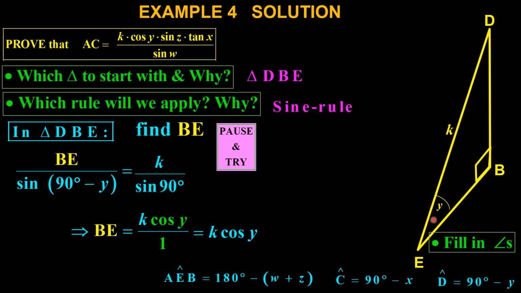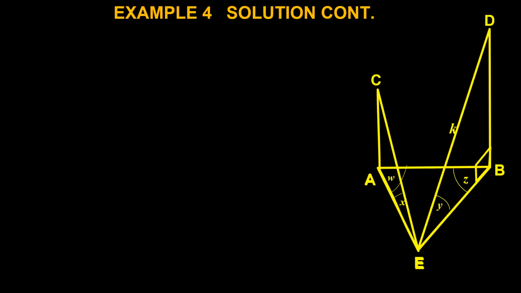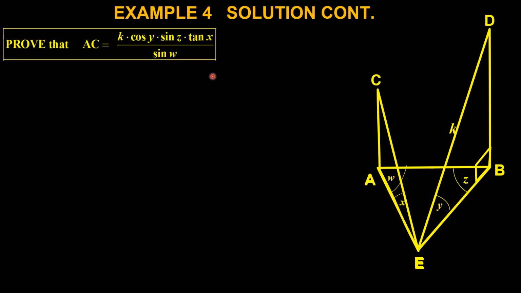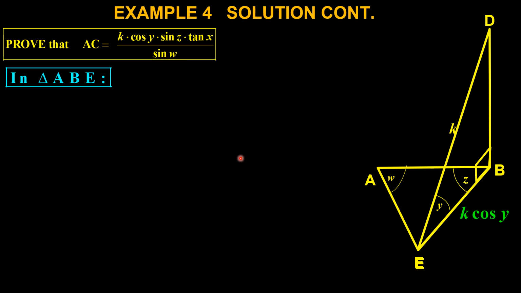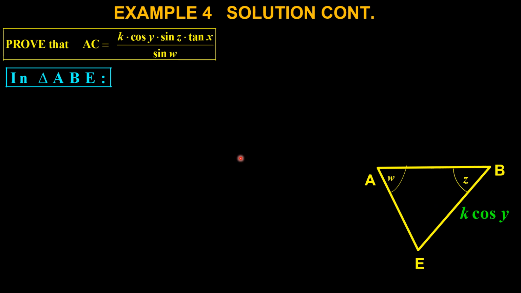Let's go to the other slide just to continue. There's our given diagram. This is our objective. We want AC. So we started with DBE, and we calculated BE's length is K cos Y. Now BE belongs to ABE, so I can use triangle ABE. Then I can take away the triangles that I don't need, so I only focus on my ABE. Remember, we isolate them, so we just focus on that triangle there.